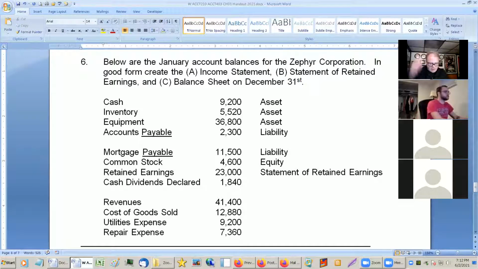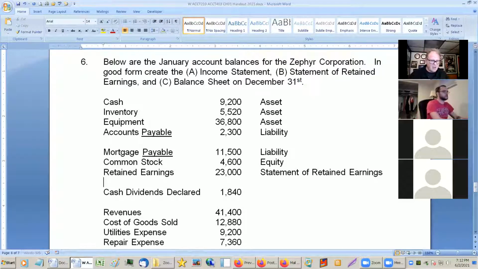So statement of retained earnings, I'm going to go ahead and make one, so the equity would then have the ending retained earnings.